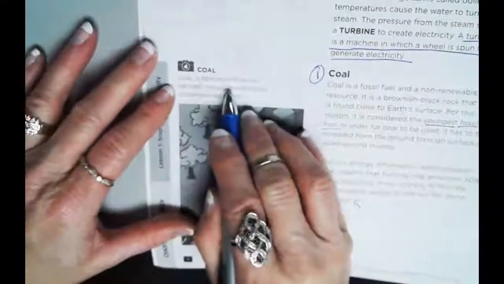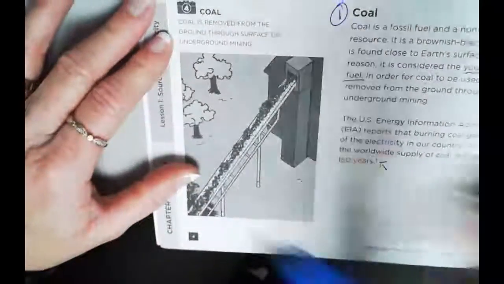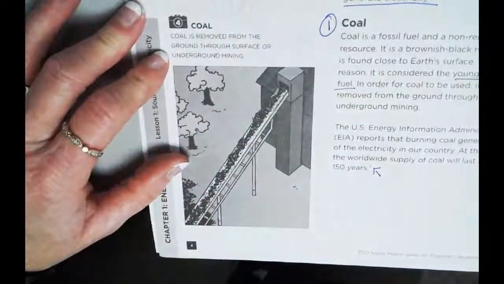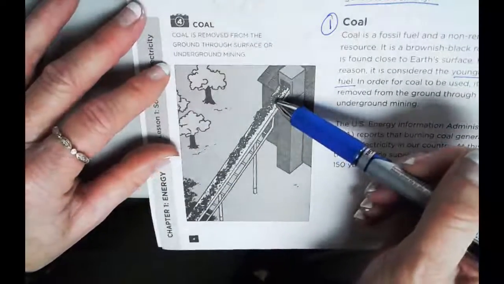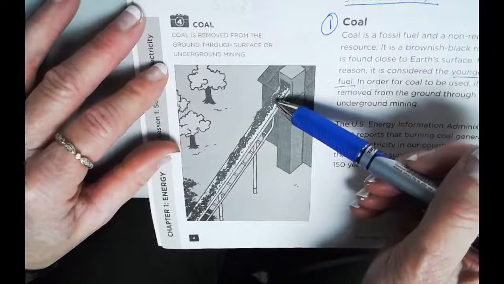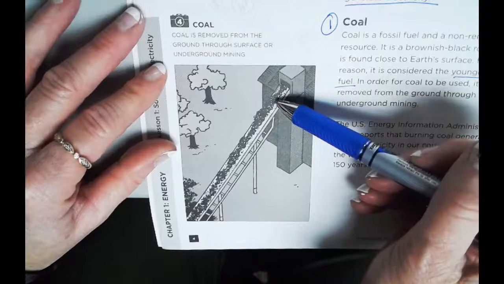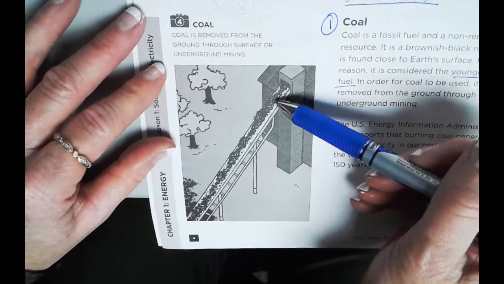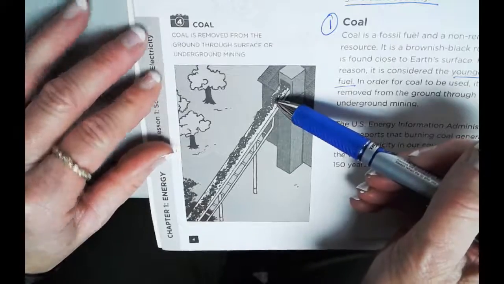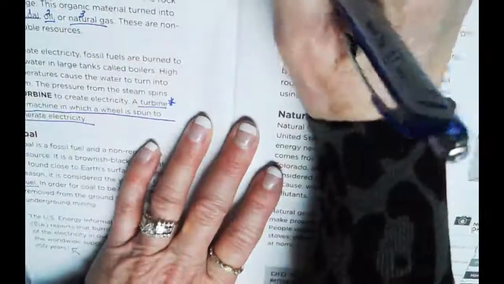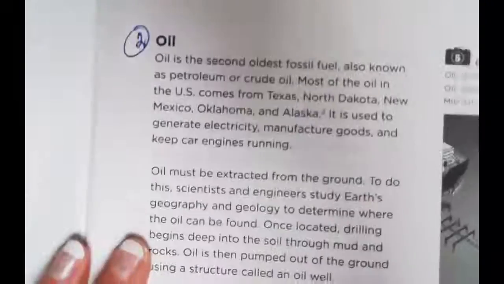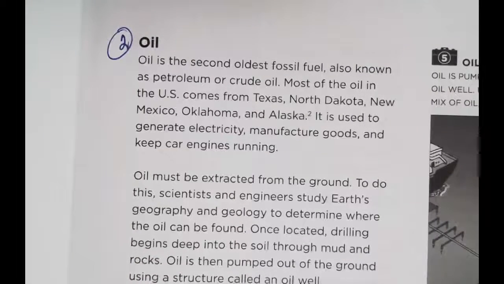So Kagan, you read about coal. Read that little picture caption right there. Okay, so it's removed from the ground through surface or underground mining. And we're not very familiar with coal mines in Oklahoma, but they are more in West Virginia, Tennessee, those areas, right? Virginia, okay? That's where a lot of the coal mines are. Okay, all right, the second fossil fuel. Now, we're familiar with this, right? Oil. In fact, Oklahoma's budget is built on the oil industry.